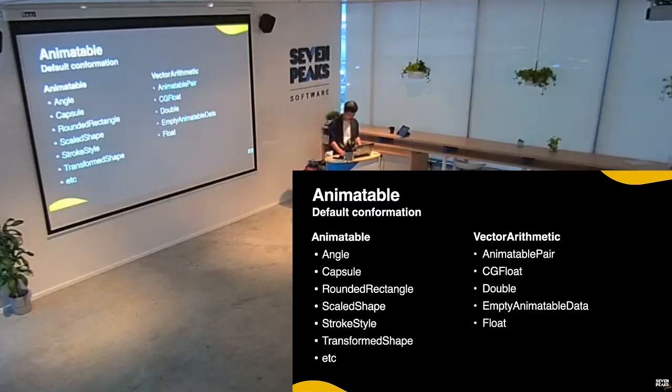So even though we have many default conformances supported by the framework, in real life, for real applications, we will have more complex animation. We need to do the custom. So in the next step, we will go through a sample to see how custom animation should work in SwiftUI.